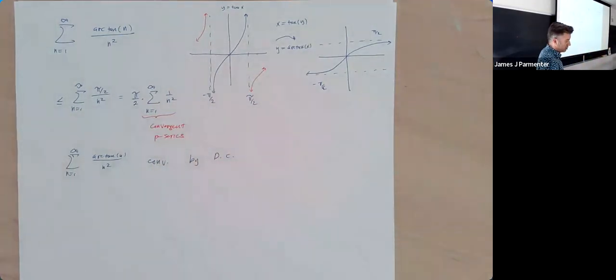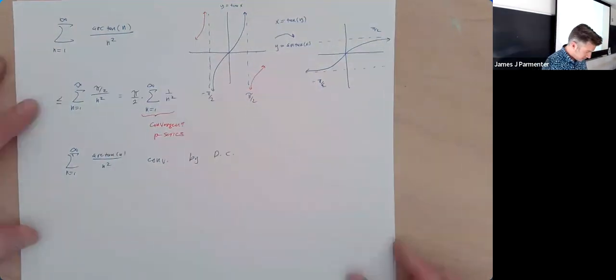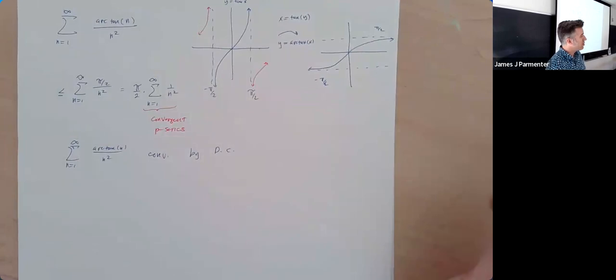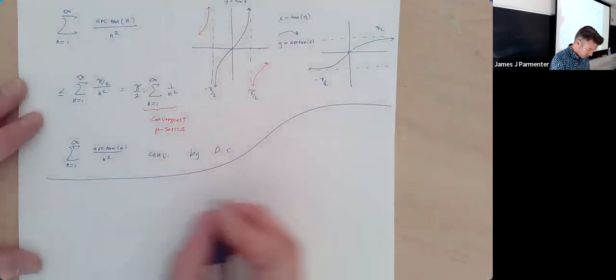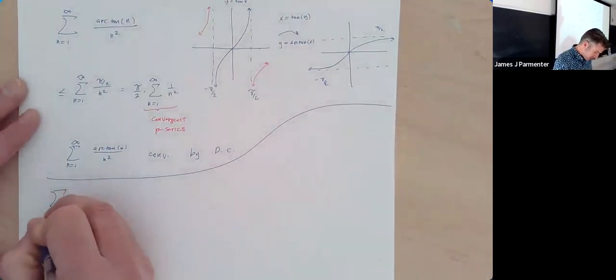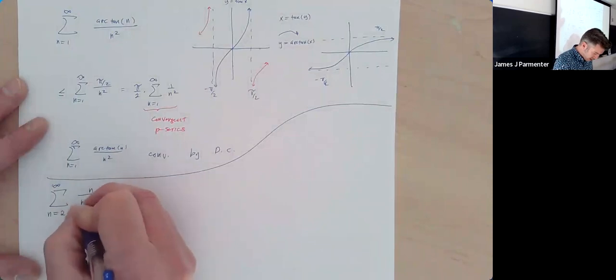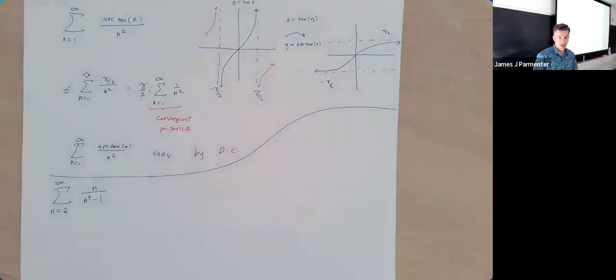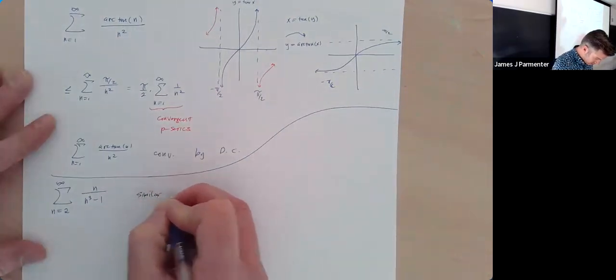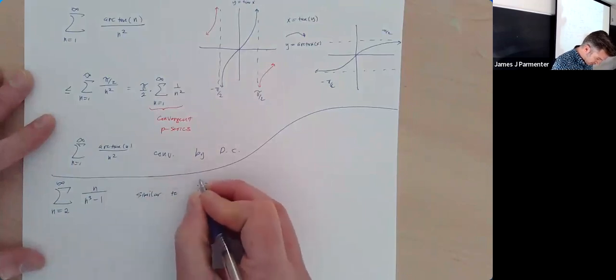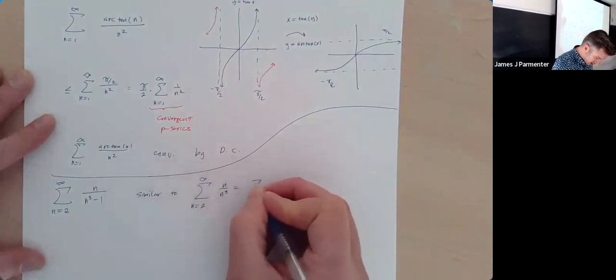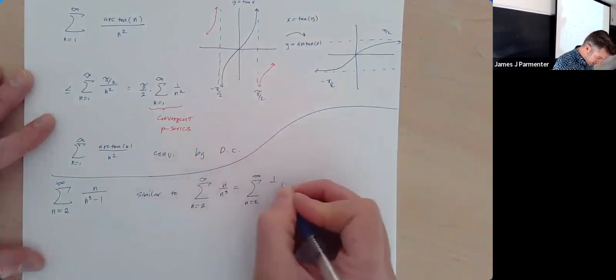Direct comparison test is great, but it has some limitations. Specifically, sometimes you have to work a lot harder than you really want to find something to directly compare it to. Here's what I mean by this. Let's say we wanted to determine the convergence or divergence of the sum from n equals, let's start at 2, not 1, to infinity, of n over n cubed minus 1. Now, I am thinking this converges because I want to compare it to 1 over n squared. This is definitely similar to the sum from n equals 2 to infinity of n over n cubed, which is just the sum of 1 over n squared. And again, we know that that is convergent.